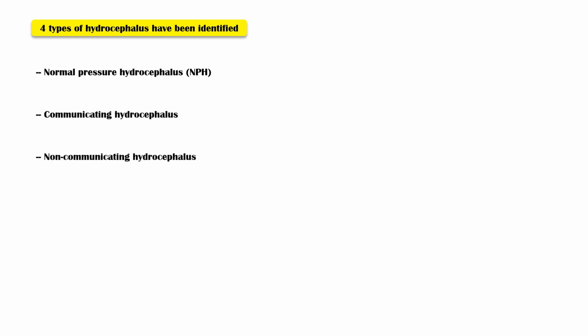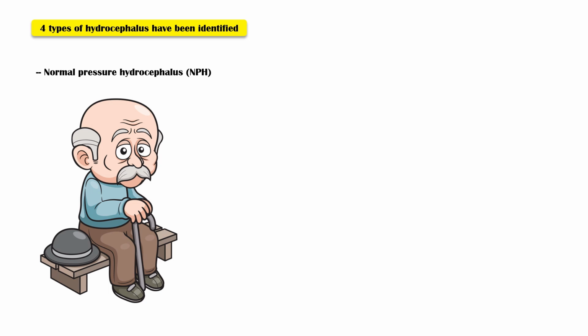Four types of hydrocephalus have been identified: normal pressure hydrocephalus, communicating hydrocephalus, non-communicating hydrocephalus, and congenital hydrocephalus. Normal pressure hydrocephalus is a rare condition affecting the elderly population. Here, the ventricles get enlarged, however they usually have a normal intracranial pressure. There is no papilledema. Sometimes, intracranial pressure increases only at night.